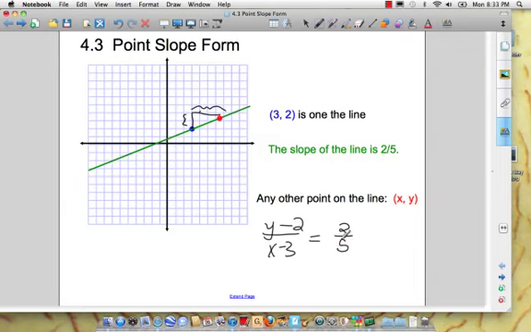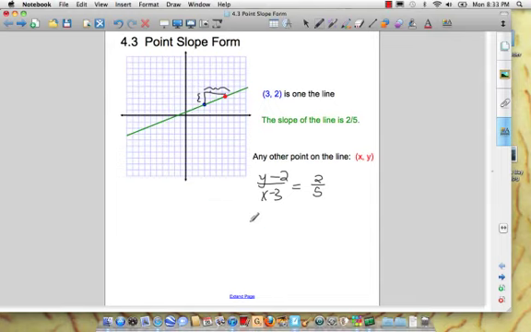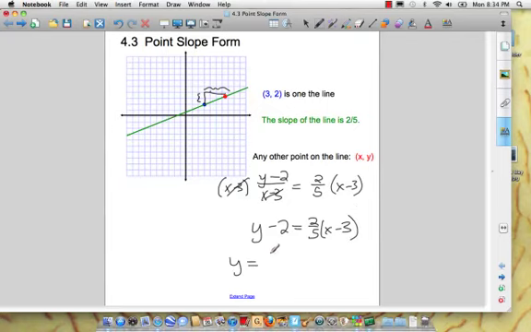Okay, so this is an equation for the line. We're just going to clean it up a little. What I'm going to do first is multiply both sides by x minus 3, and then these cancel out, and I get y minus 2 equals 2/5 times (x minus 3). And your book likes to solve everything for y, so that you could graph it on your calculator more easily. So I add 2 to both sides, and I get that.